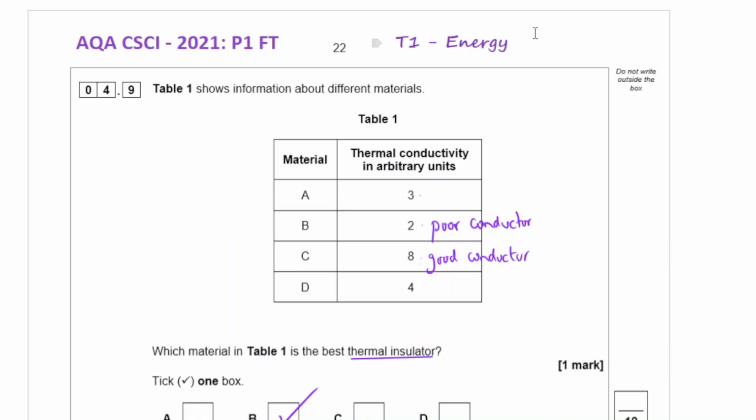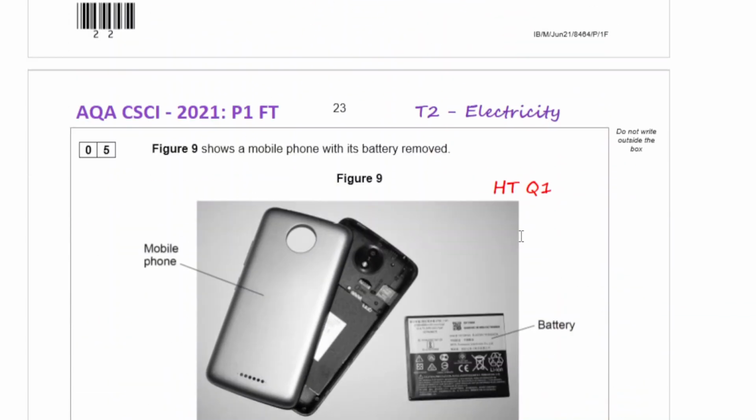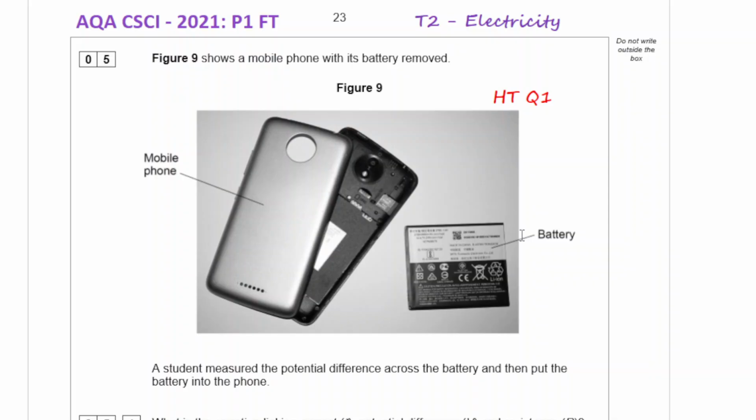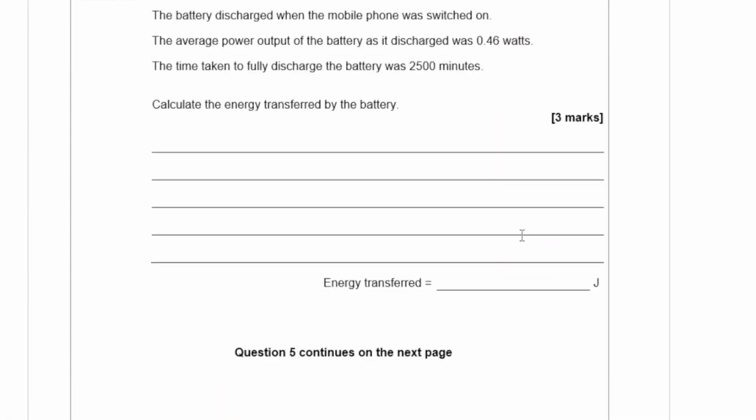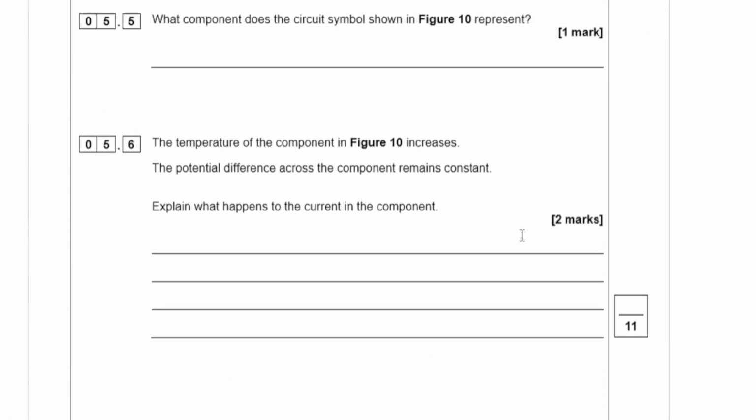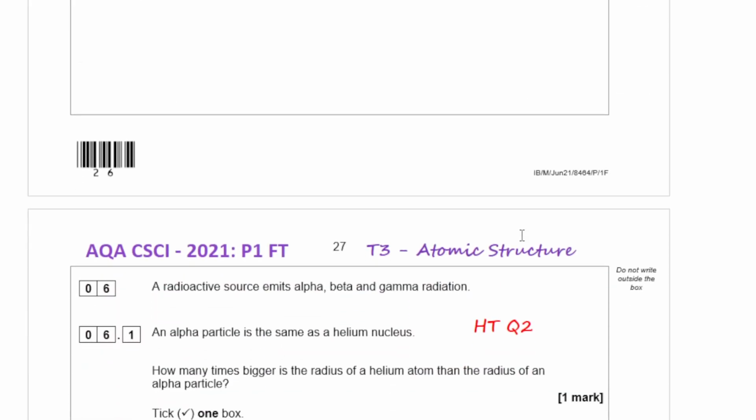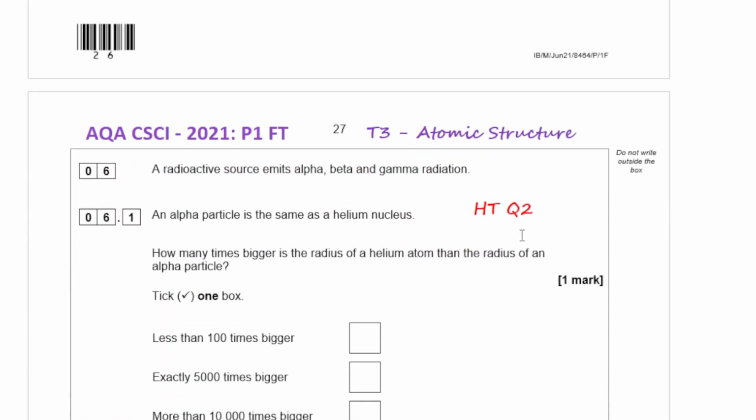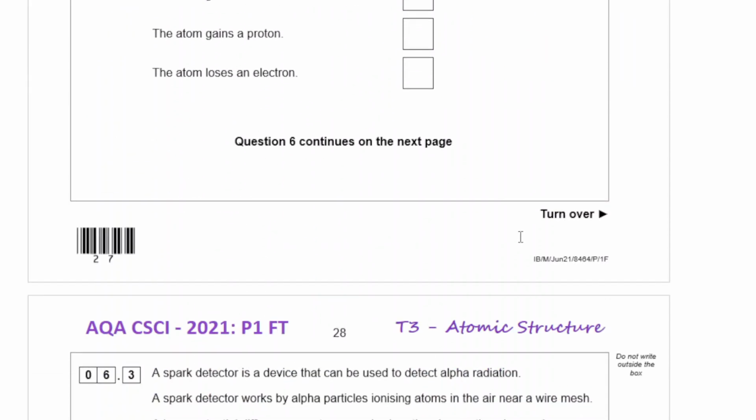That brings us to the end of question number 4. Now, question number 5, like I said, is appearing as question 1 in the higher paper, which is on the topic of electricity, and it's out of 11 marks. And question number 6 appears as question 2 in the higher paper, which is on the topic of atomic structure. So I will link videos for those 2 questions separately at the end of this video.